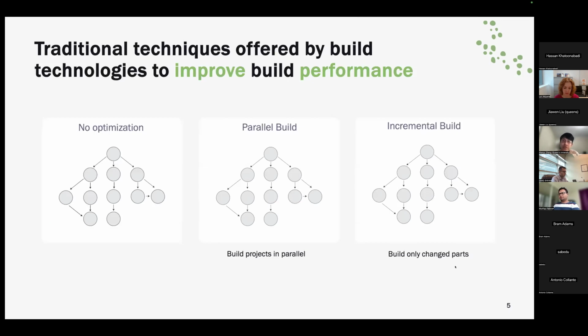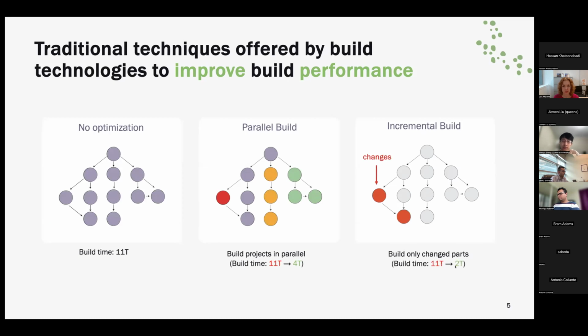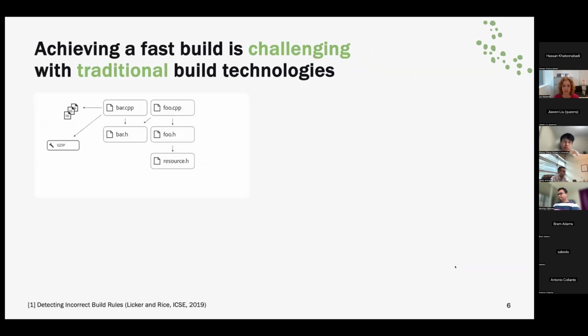Without any optimization, assuming the build time of each compilation unit is 1T, the total build time is 11T. With parallel build, which builds projects in parallel, the build time can be reduced from 11T to 4T in this case. With incremental build, which only builds changed parts, in this case, changes happen to the leftmost node in the DAG. The build time can be reduced to 2T. While this build performance feature sounds promising and beneficial, it is often challenging to achieve a fast build using these techniques in traditional build technologies.